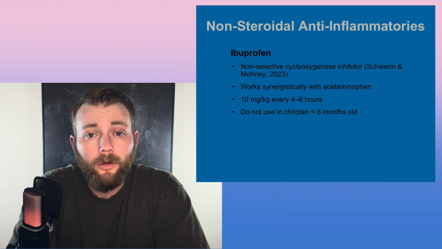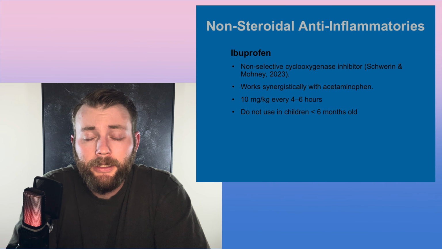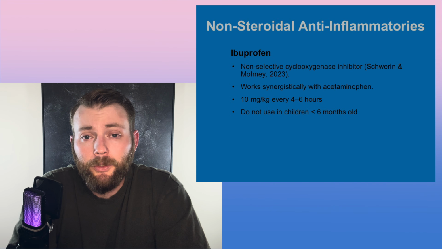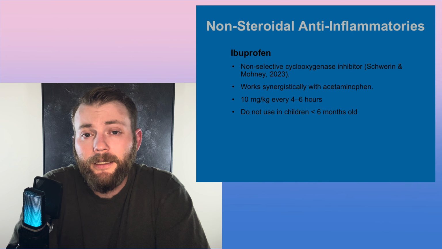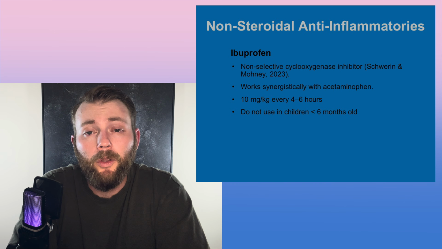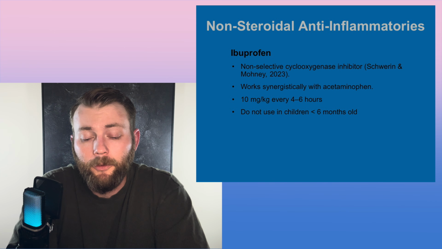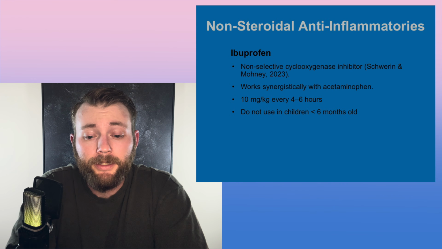These enzymes are normally responsible for the production of prostaglandins, so by blocking them, it's able to mitigate the amount of prostaglandins that are released, thus reducing pain, fever, and inflammation. And that's a key differentiation between acetaminophen and ibuprofen, in that ibuprofen does have local anti-inflammatory properties. Ibuprofen also works synergistically with acetaminophen.